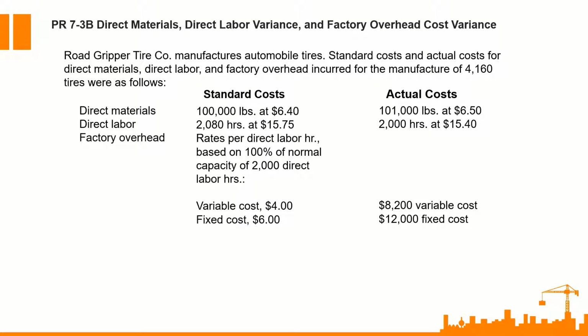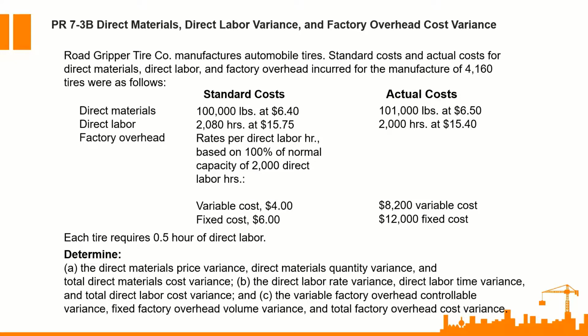Meanwhile, in actual, we have the total overhead cost for the company. So at variable cost, it is $8,200, and fixed cost is $12,000. So that's the details. Each tire requires 0.5 hour of direct labor. Okay, we have here the instruction. We have to determine the variances relating to direct materials, and the variance at letter B, the variances relating to direct labor, and the new component, letter C, the variances relating to factory overhead costs. So let's do this thing.